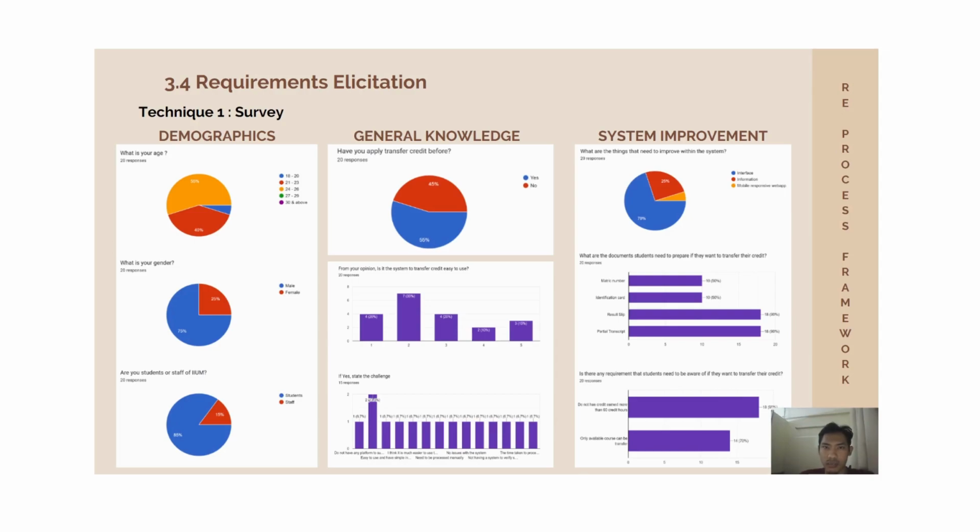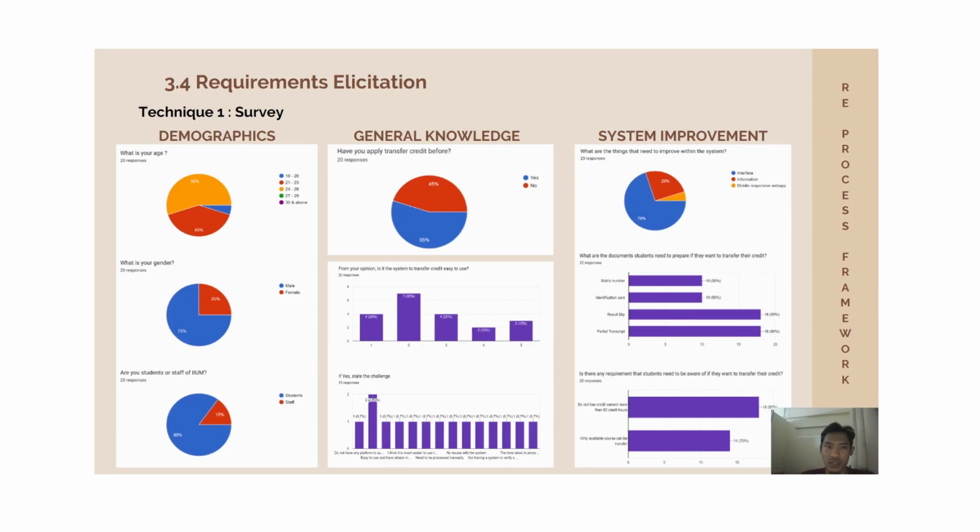So I'm going to present some parts of our presentation. Firstly, it's 3.4, the requirement elicitation. We choose our first elicitation technique, which is the survey technique. So basically, we are trying to reach around 20 students and staff to get some information about our developed system.